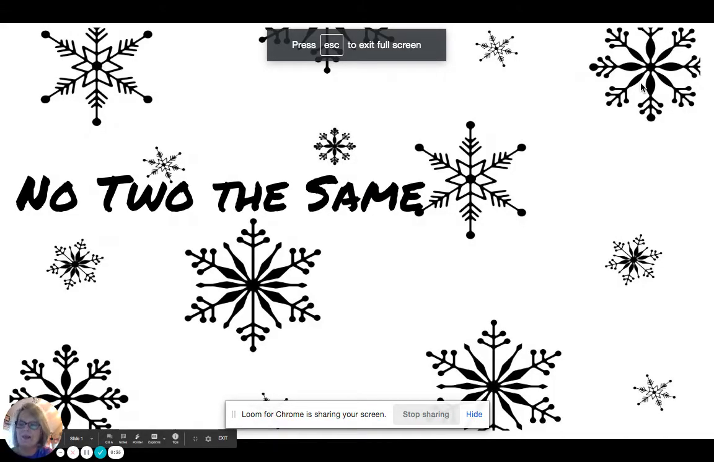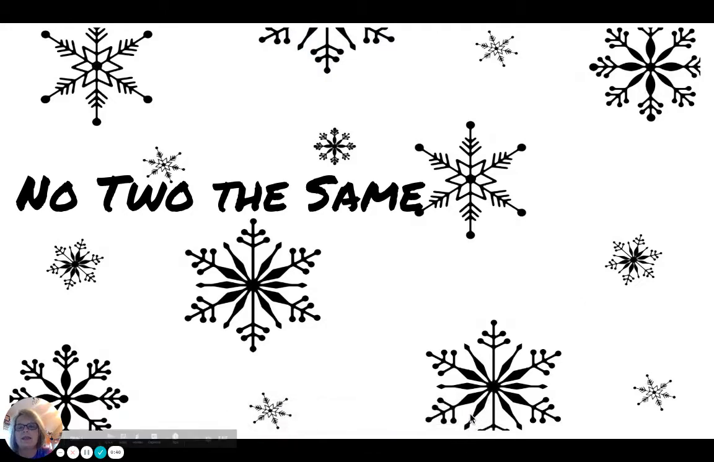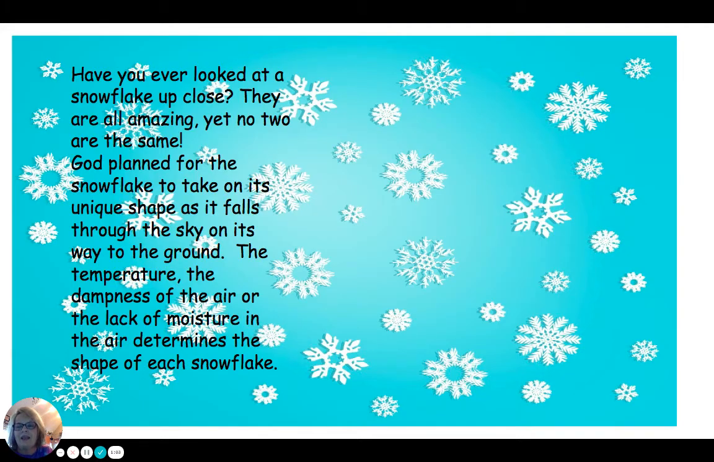There we go, we've got the slideshow up. This slideshow and this lesson is called No Two the Same, meaning that no two snowflakes, like in this picture, are the same. No two littles are the same. They're unique in their own way. Okay, let's go to this picture, and there are some more pretty snowflakes.